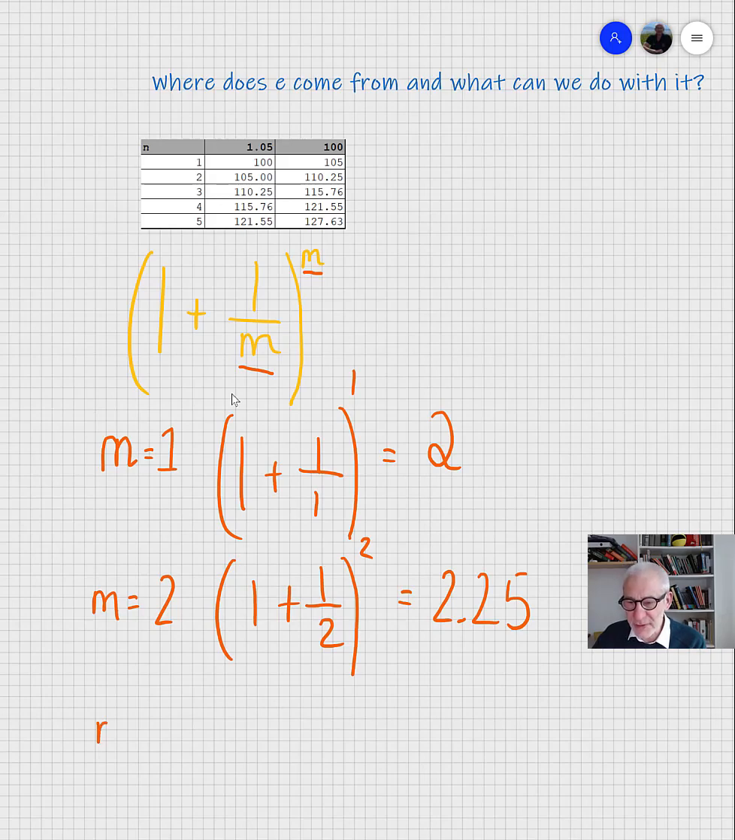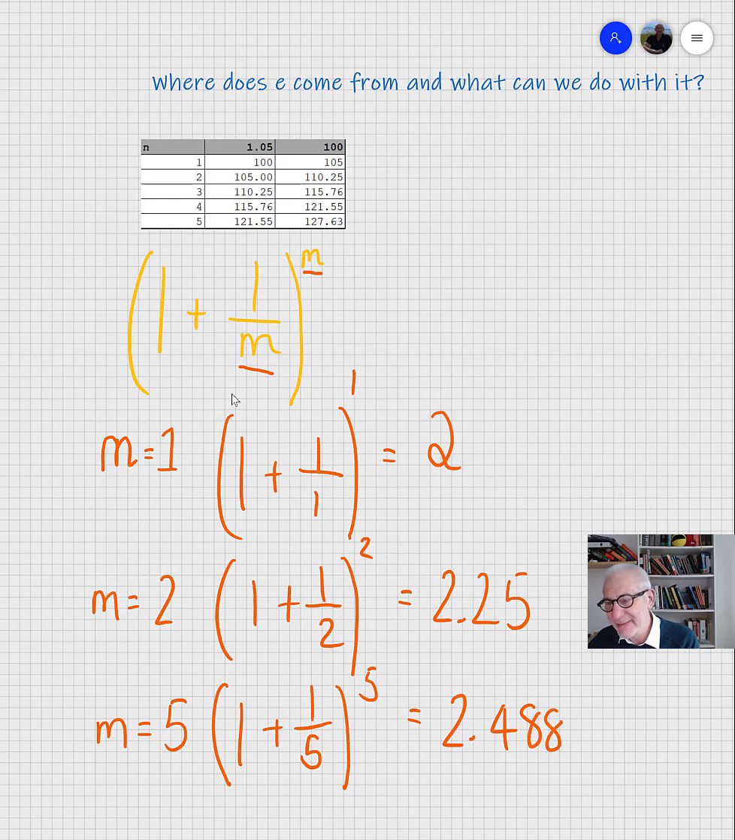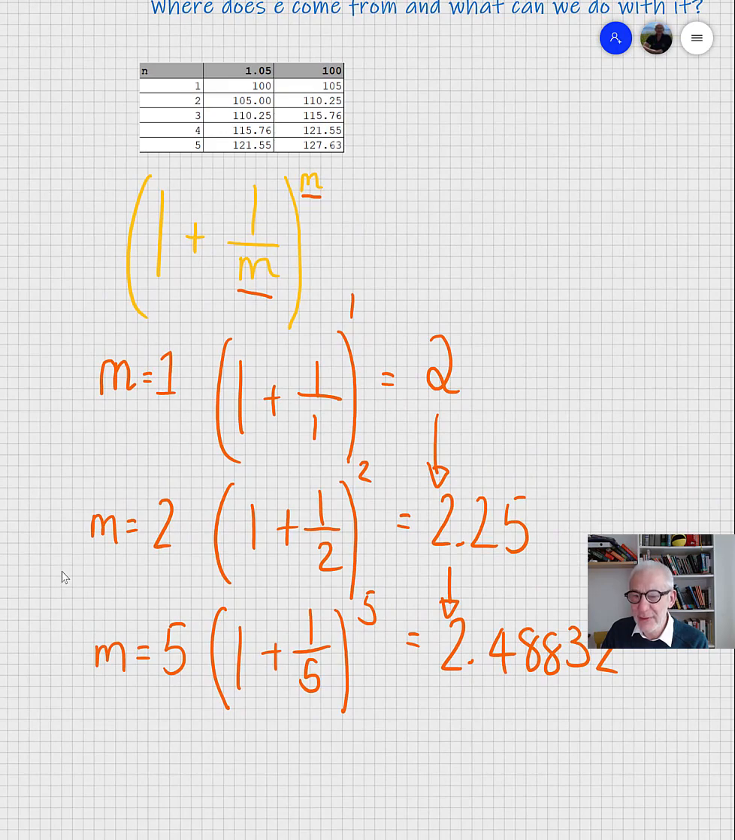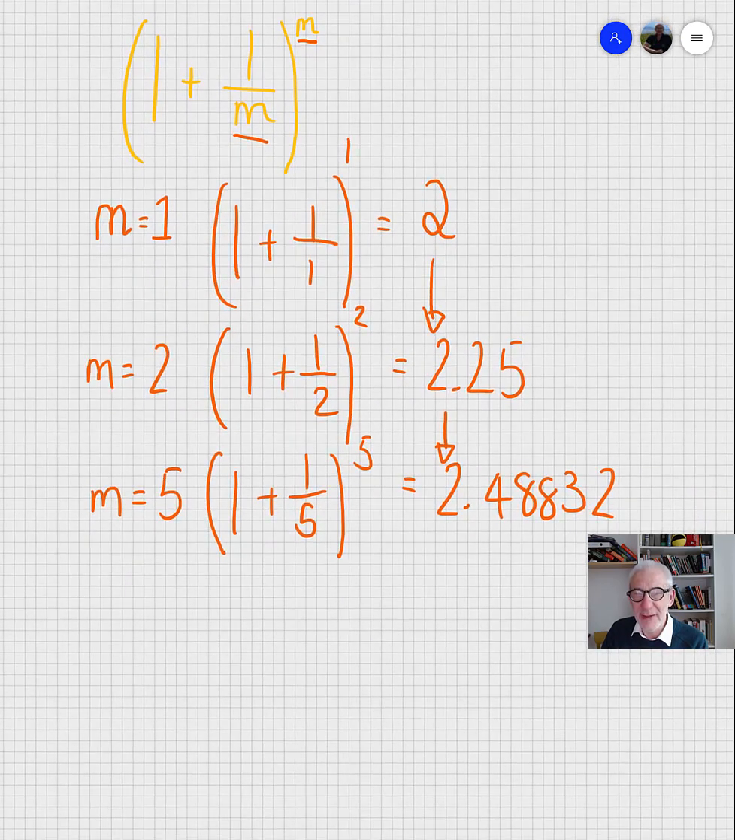I will do one more just to start noticing something happening. So if we choose, say, 5, and we go 1 plus 1 over 5 to the power of 5, we get a different number. We get 2.48832. And the thing to notice here is that this gap appears to be getting smaller as we increase m. And if we follow that pattern through, I've already completed this in Excel.